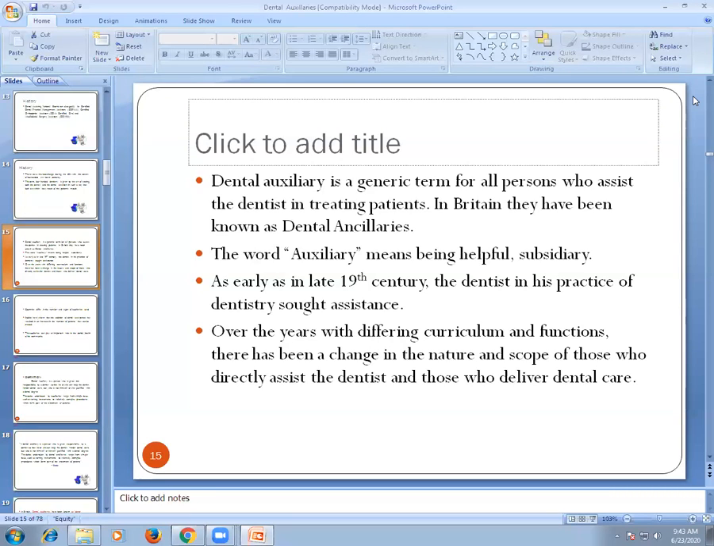As early as the late 19th century, the dentist in his practice of dentistry taught assistants over the years the different curriculum and functions. There has been a change in the nature and scope of those who directly assist the dentist and those who deliver the dental care.